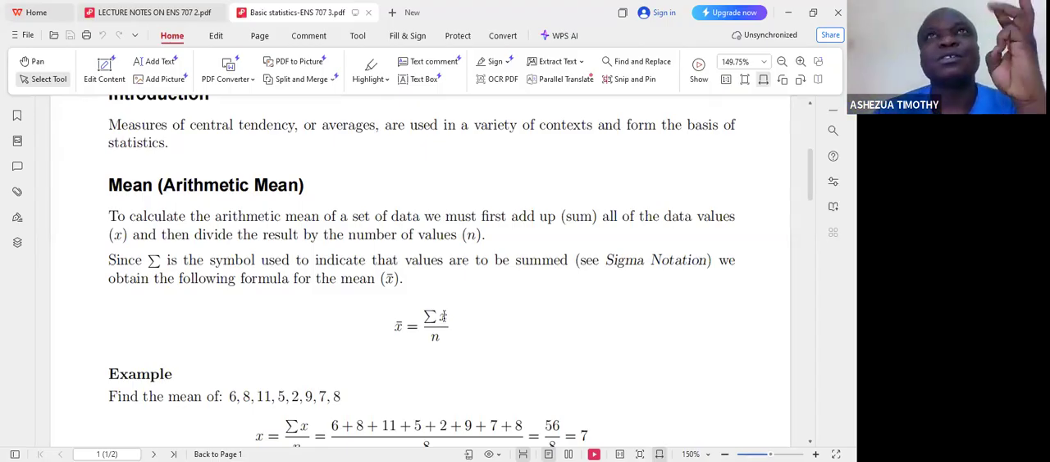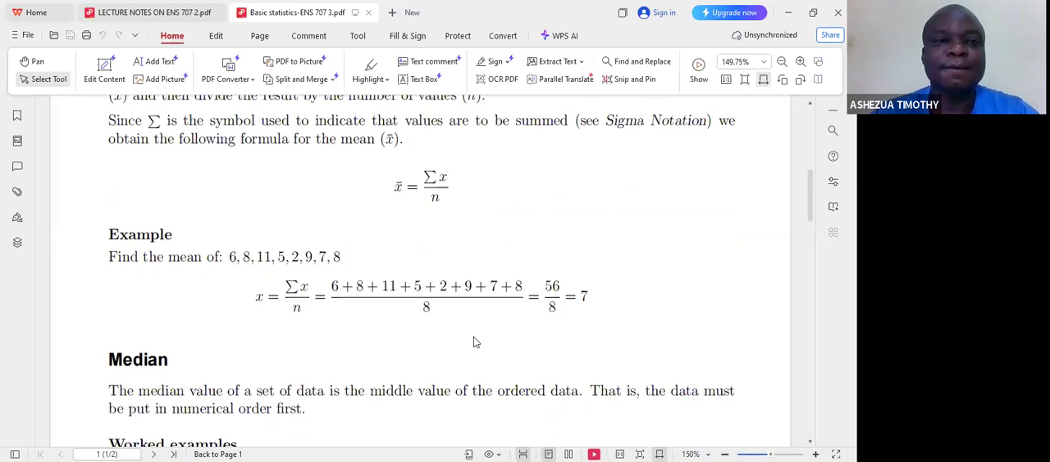For example, I have 2, 3, and 5. I only have 3 values there. So I will sum 2, 3, 5. I will divide by 3 because I only have 3 values in that distribution.